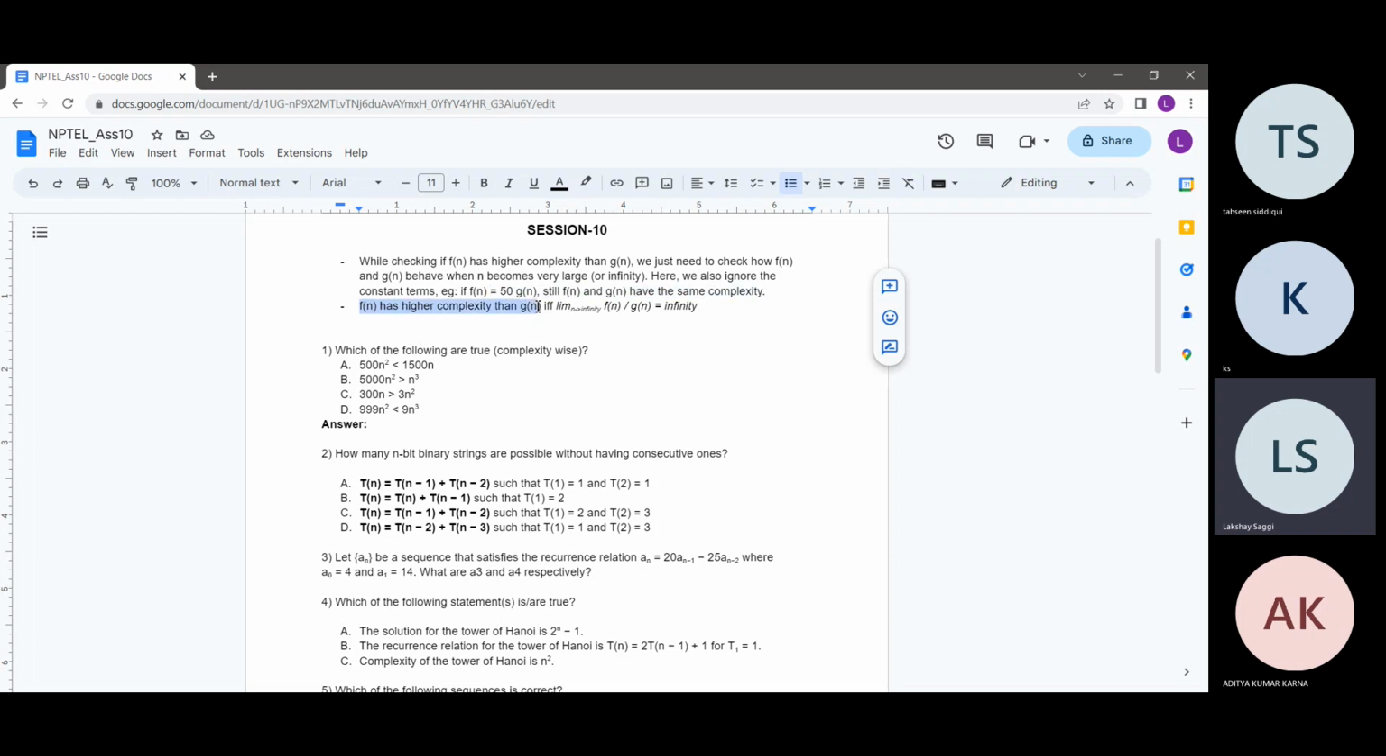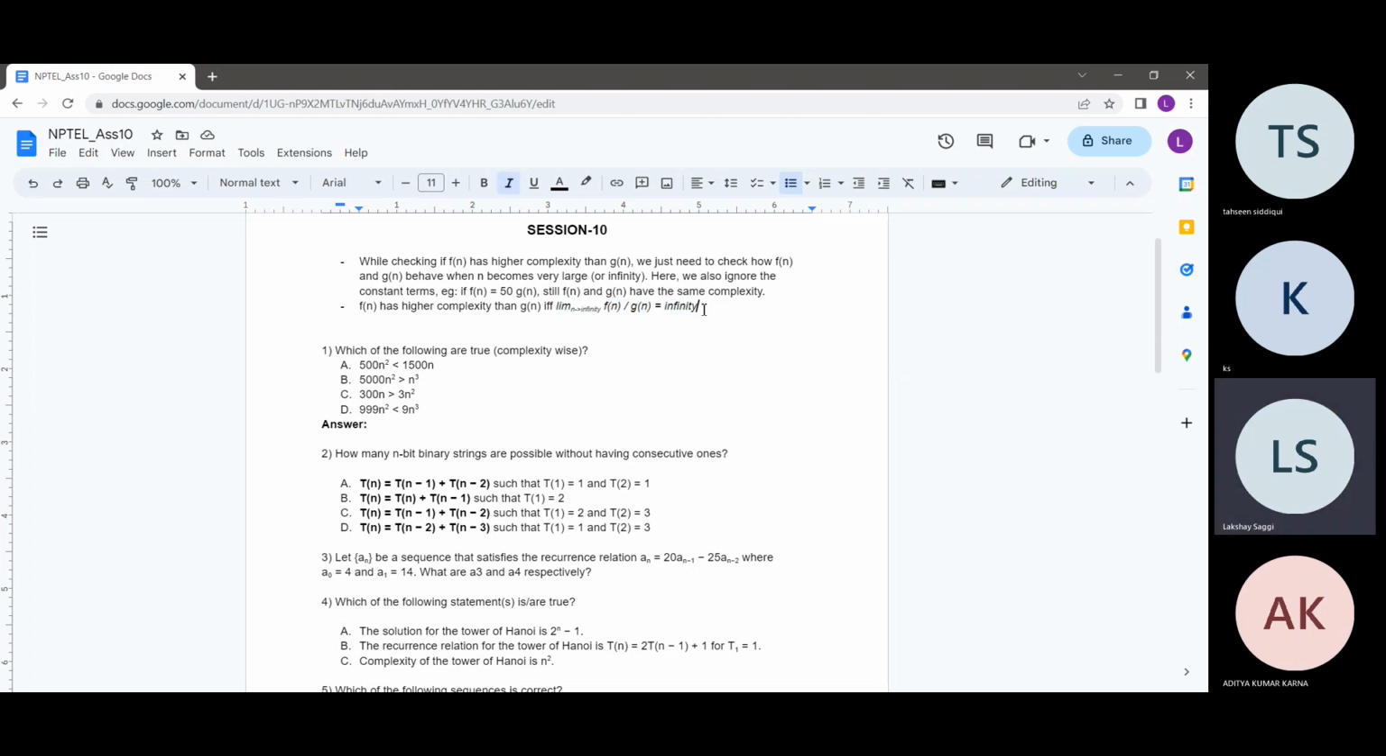So I can just check the value of f(n) by g(n) when n tends to infinity. And if this comes out to infinity, then I'll say that f(n) has higher complexity. This just means that when n becomes very large, f(n) becomes infinitely larger than g(n). Not some constant times. Like here, f(n) only grew 50 times g(n). But here I'm saying f(n) grows infinity times g(n). So that's when we say that f(n) has higher complexity.